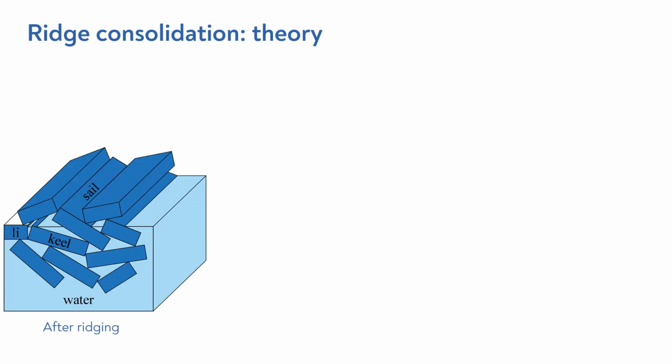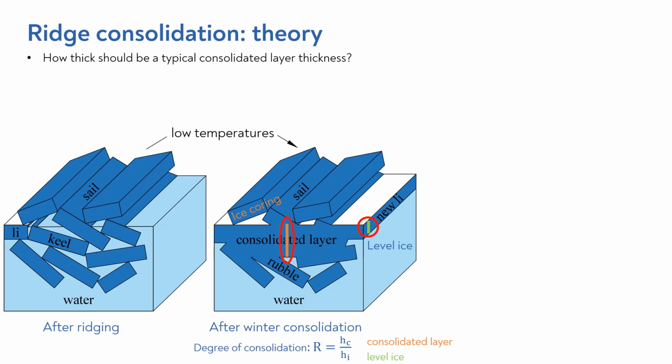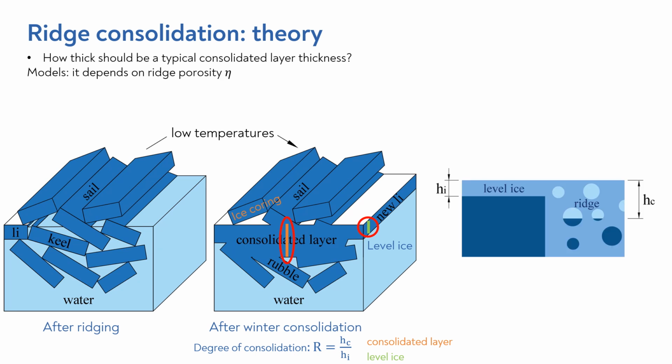After ridges are formed, the voids inside them are freezing, forming a consolidated layer. Thickness of this layer is typically compared with thickness of surrounding level ice. The fraction of these two thicknesses, also called a degree of consolidation, mainly depends on ridge porosity.